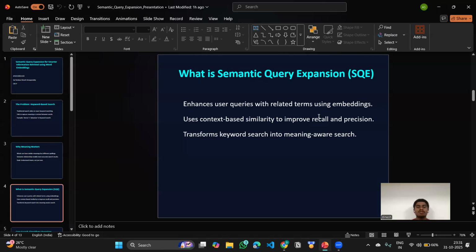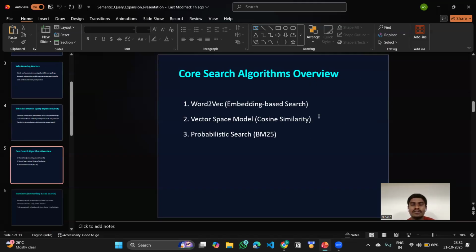Semantic query expansion is our solution. It shifts the focus from what words were used to what the user's meaning was. The magic behind this is word embeddings. They aren't just IDs, they are vectors in a continuous space where words with similar meanings like doctor and physician are mathematically closer. By leveraging this semantic proximity, SQE dynamically adds synonyms or related concepts to the user's query before the search is executed, ensuring we find documents based on their meanings.